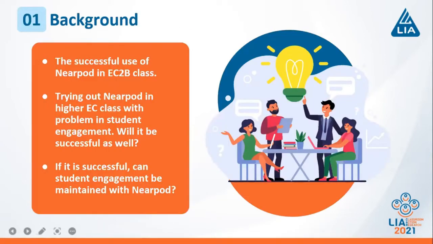I started using Nearpod at the beginning of the pandemic in 2020. At that time, I used it for my EC2B class. EC2B here means that the class is for young learners, English for children. The 2B refers to the Story Central Book 2, and the B is the second part of the book. At that time, students and I had a very excellent time with Nearpod.